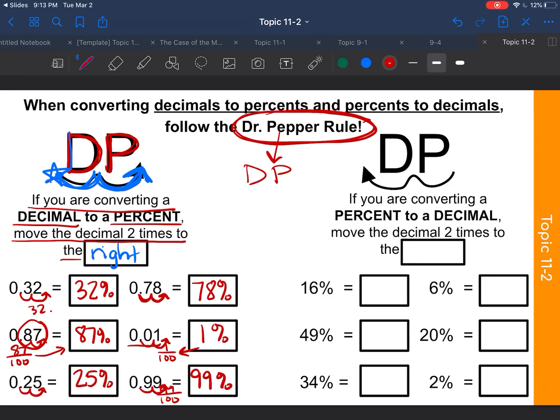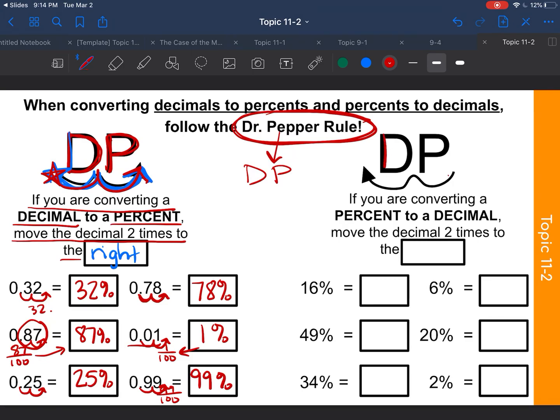Okay, so you can think about it as a fraction. You can shift that decimal over twice to the right, but you can also just refer to DP, starting from the decimals, going to the percents, to the right 2 times. So if we move to the right to go from a decimal to a percent, well, you guessed it, we move to the left to go from a percent to a decimal.